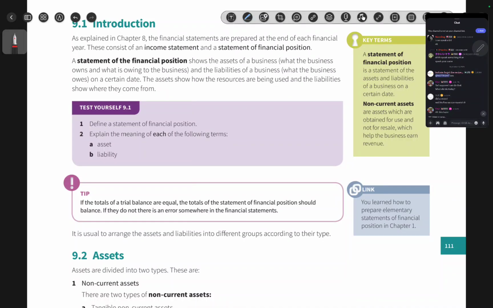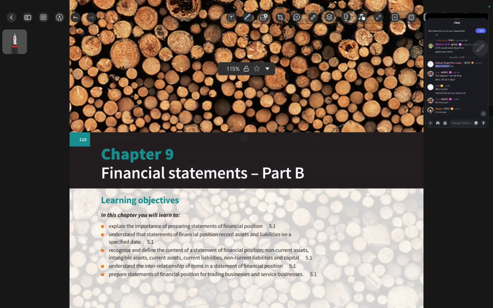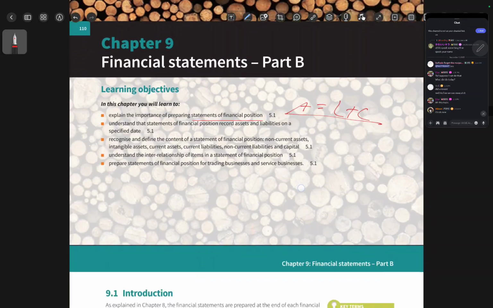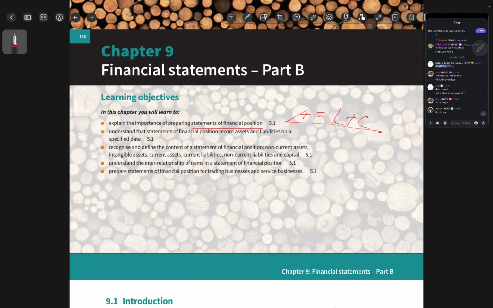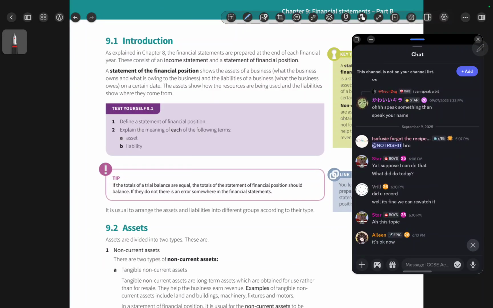All right. Now for chapter 9, financial statements part B. This is going to be the statement of financial position, which is very simple. It's literally this: assets equal liabilities plus capital. The accounting equation is the whole thing. Understand the statement of financial position, record assets and liabilities, recognize and define the content. Understand the interrelationship of items, and prepare a statement of financial position for a trading business and a service business.